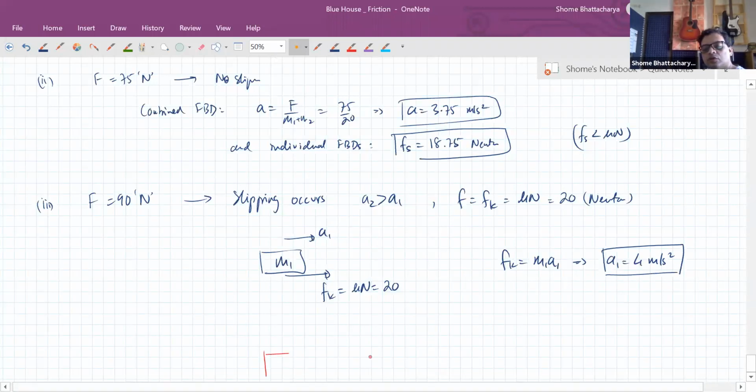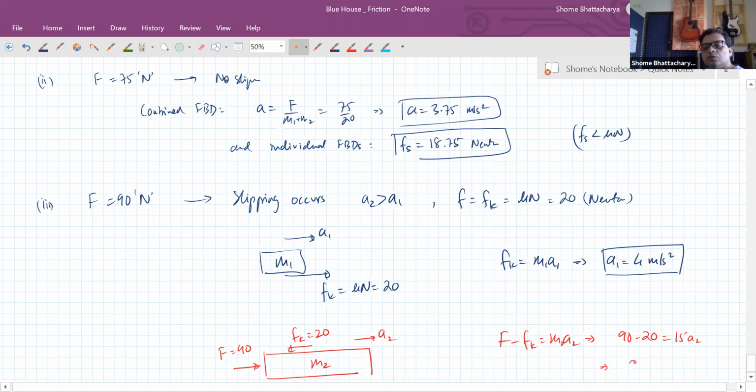Whereas the second block, M2, on that we are applying a force of 90 and there's a backward kinetic friction of 20. It has this acceleration of A2. So F minus kinetic friction is M2 A2. So this will give us 90 minus 20 is equal to 15 A2. A2 will become 70 by 15, or 14 by 3.